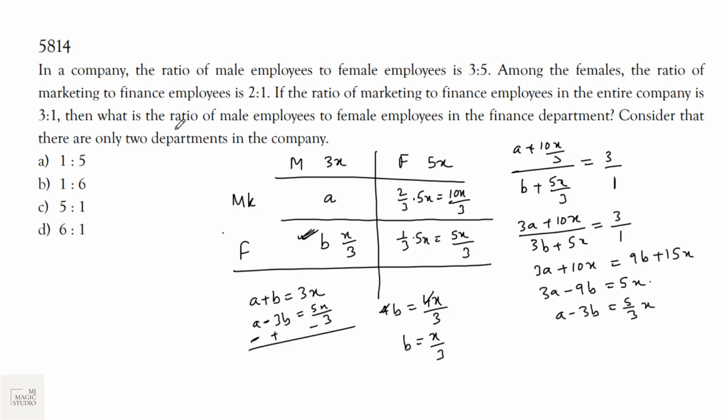Now the question is, find the ratio of male employee to female employee in the finance department. That is, x by 3 is to 5x by 3. 1:5. Option A fits in.